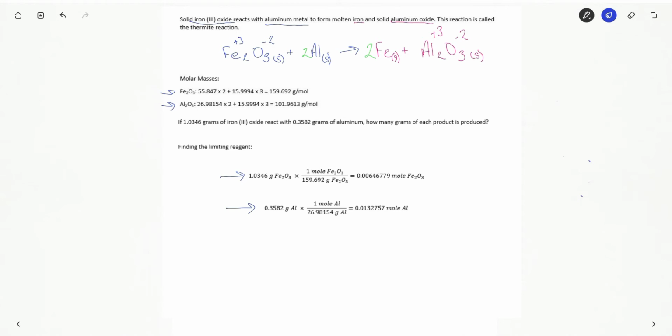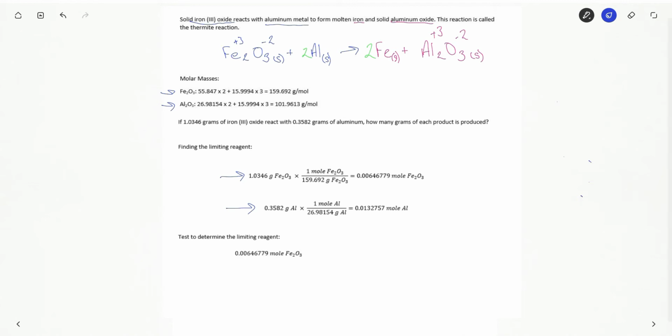Now for this video, I'm actually going to test both of these reactants. You do not have to do this. They should both lead you to the same answer, but I'm going to show you that you can test either of your reactants and get to the correct identification of your limiting reactant. So let's start with the iron 3 oxide.